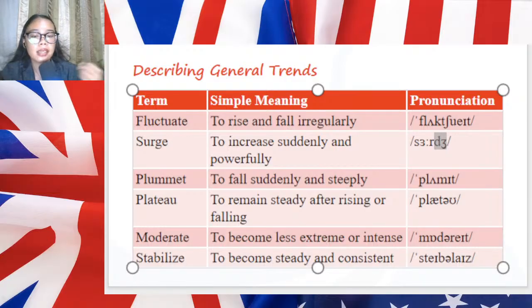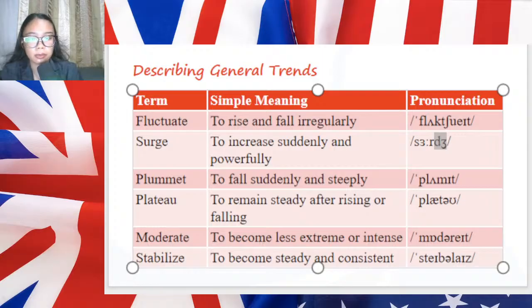Following this is met, which starts with a nasal sound, still the letter M, followed by a relaxed, short E sound in the middle, and then it ends with the letter T sound. So that's met. When we put them together, we get plummet. The stress is on the first syllable, plum. All right, that's the third term.